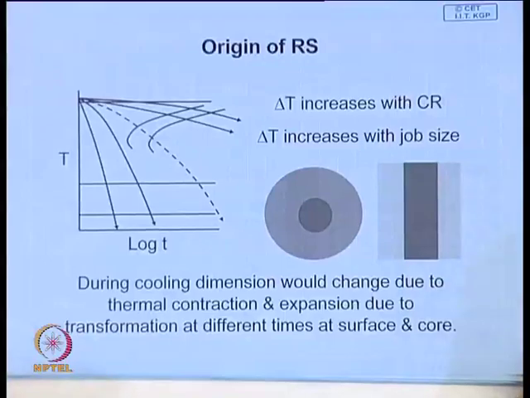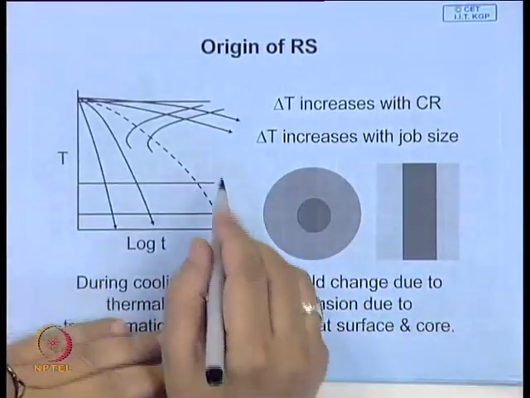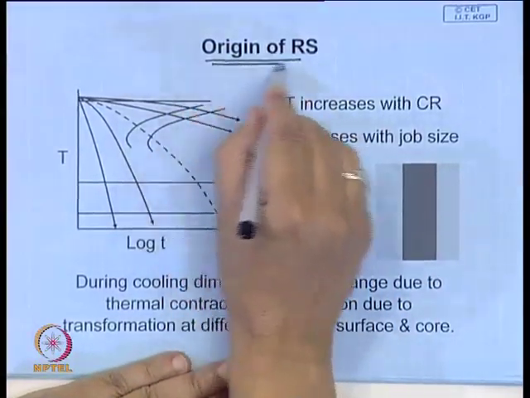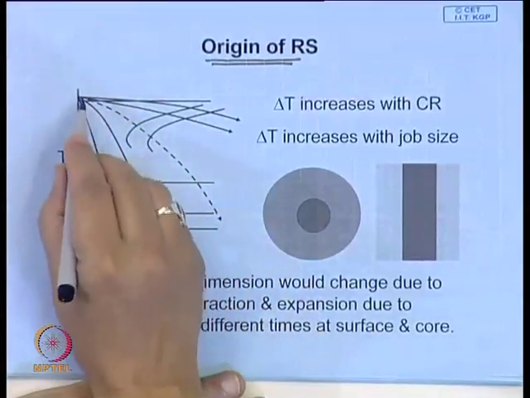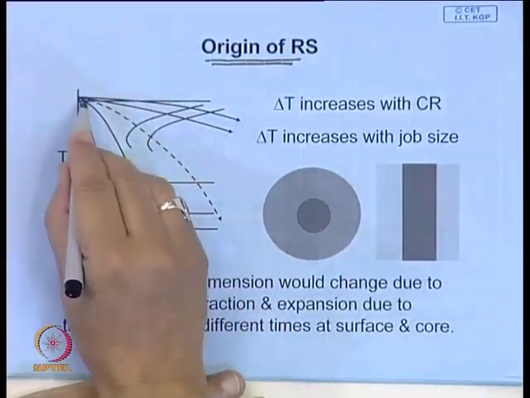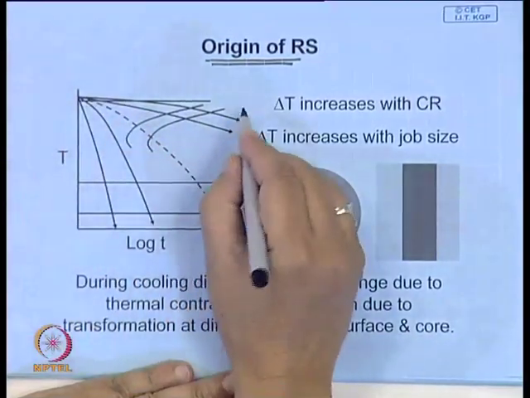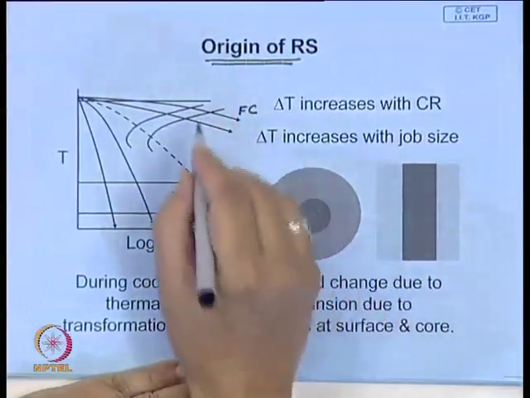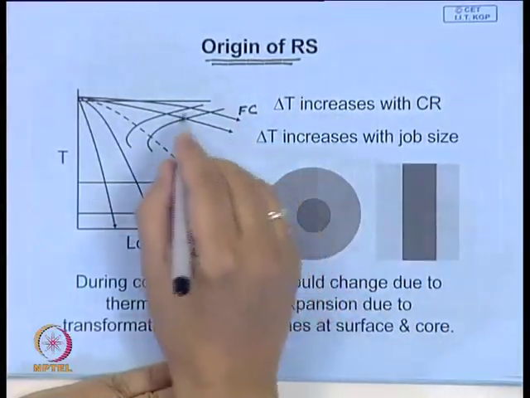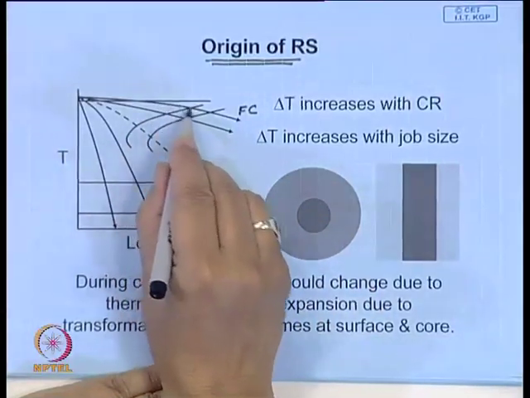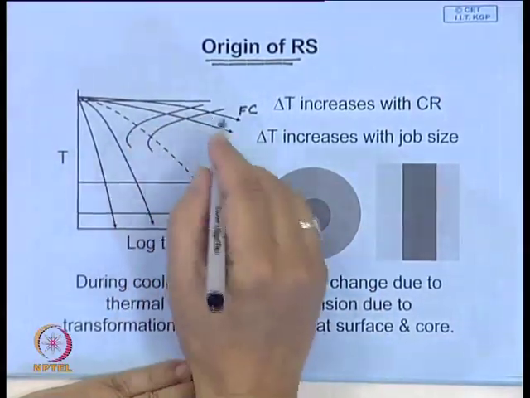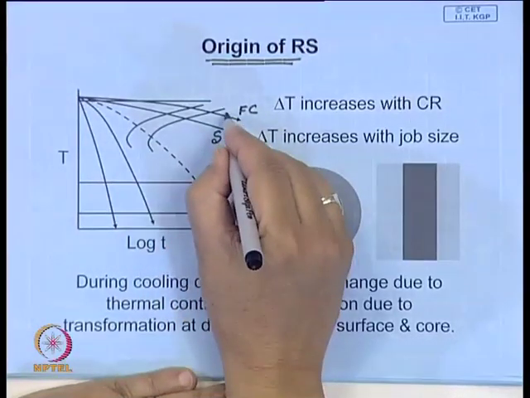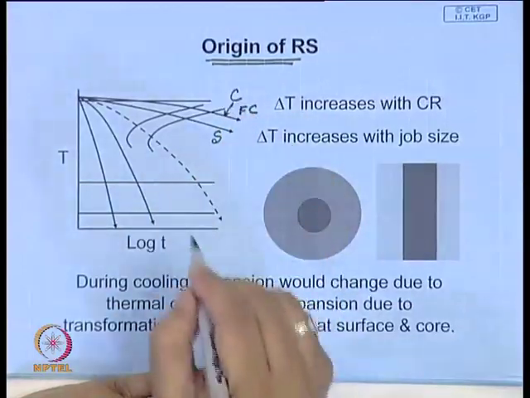So, let us look at it in a little more detail, and then we will appreciate why that which was mentioned earlier, the origin of residual stresses, arises. Suppose you are cooling in a furnace. This is a job, and the dimension of the job will determine the rate of cooling at the surface. At the surface the cooling rate will be faster. So, this is the surface cooling rate, and this is the center cooling rate at the core.